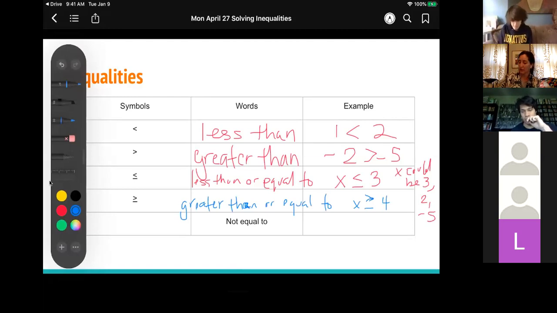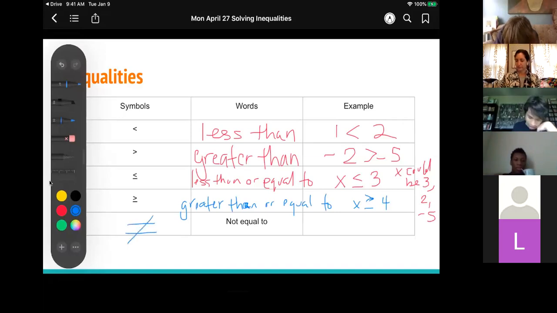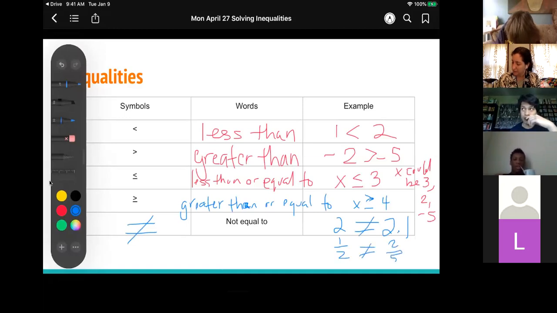And then our last one, we have not equal to. Does anybody know what the not equal to symbol looks like in math? When we're talking about inequality, this inequality unit, we're going to put an equal sign with a slash in it. 2 is not equal to 2.1. 1/2 is not equal to 2/5.